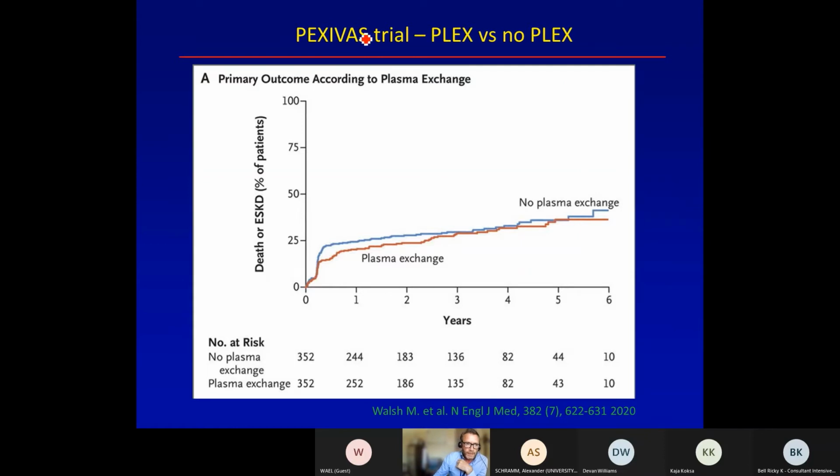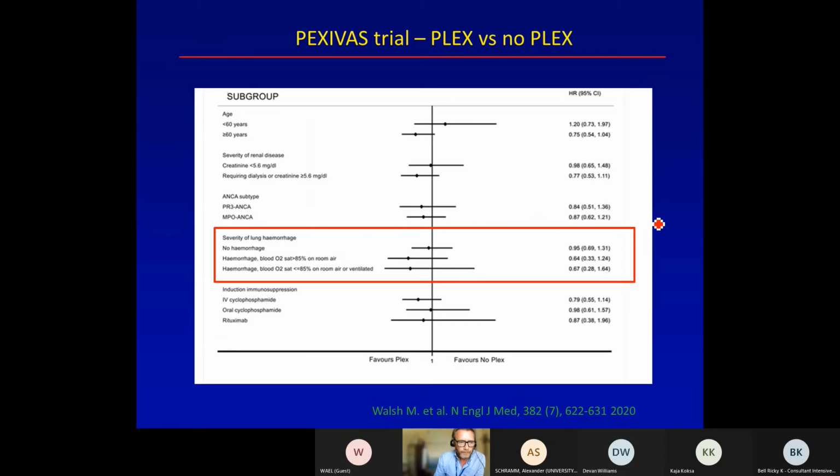This is the outcome of the PEXIVAS trial, again out to 6 years, and you can see that in the plasma exchange versus no plasma exchange group, the outcome in terms of death or end-stage kidney disease is identical. So that kind of took the wind out of our sails a little bit, and for a period of time we relaxed a little bit in terms of plasma exchange.